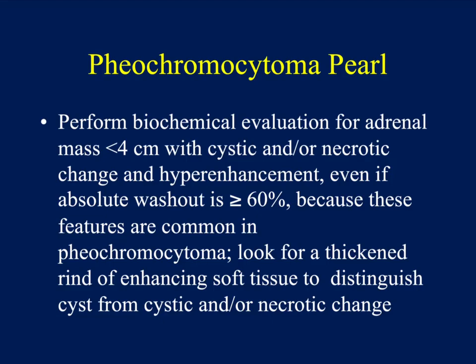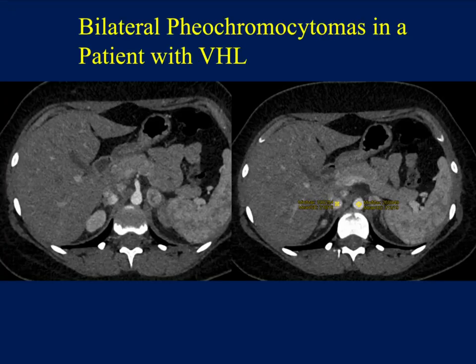Look for a thickened rind of enhancing soft tissue to distinguish a cyst from cystic and/or necrotic change. So again, I think one of the points we made early on, or we questioned, what's the role of lab values? We don't need lab values in every patient, but in cases that are difficult, these cystic cases, and this pearl is very helpful, just get the lab values. It'll allow you to be very specific in the diagnosis.